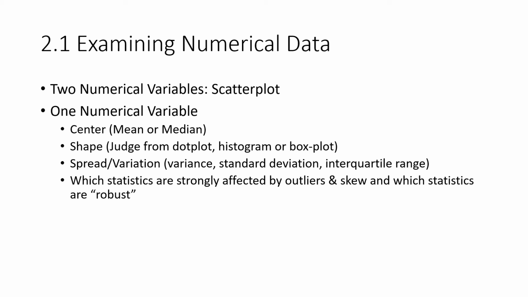And so we'll look and see which ones are more robust and which ones are strongly affected by outliers and skew, and think about how that might influence the choice of which summary measures we want to use to describe the distribution of a numerical variable.